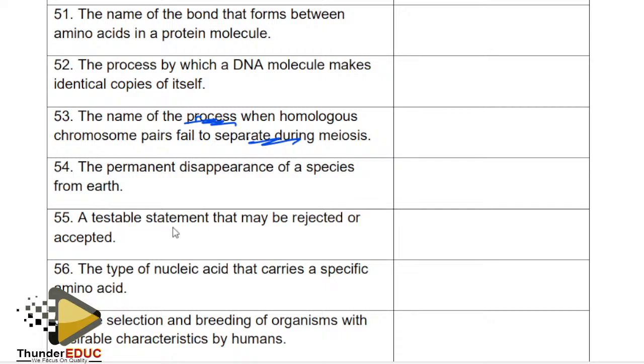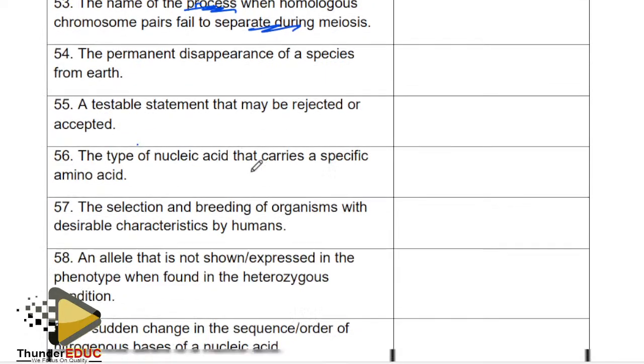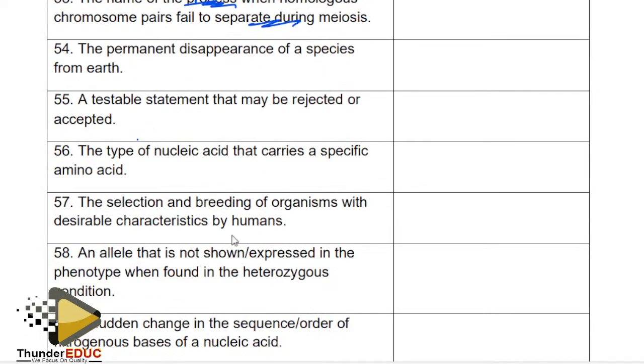They're saying that a testable statement that may be rejected or accepted is a hypothesis. The type of nucleic acid that carries amino acids, we call it transfer RNA. The selection and breeding of organisms with desirable characteristics by humans, how do we call it? Since this is selection, we can call it selective breeding.